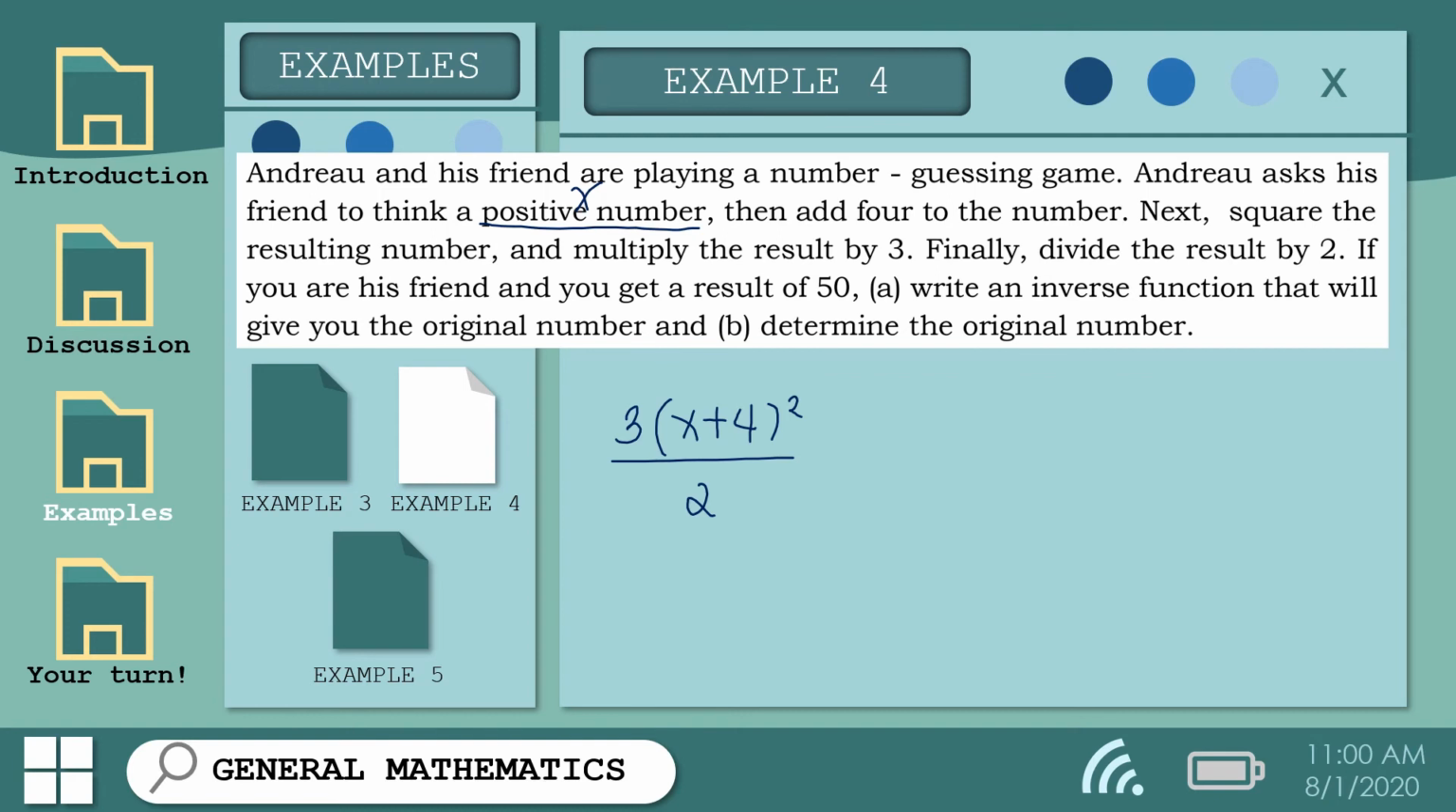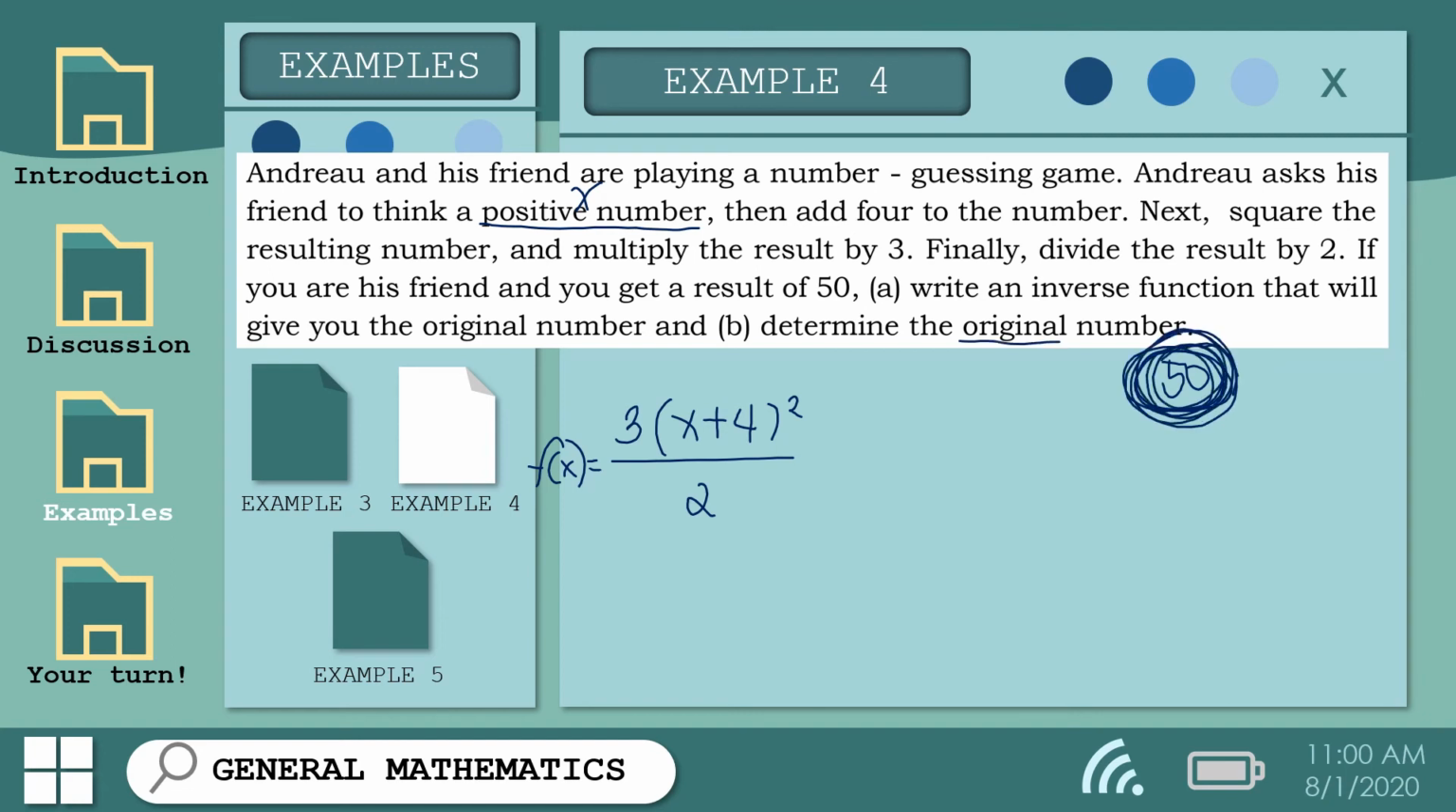So, ito na po yung ating original function. If you are his friend and you get a result of 50, write an inverse function that will give you the original number and determine the original number. So, apply na po natin yung inverse function. So, itong original function natin, let's say f of x. Kunin na natin yung inverse function para malaman natin kung ano nga ba yung original number given that 50 yung naging result.